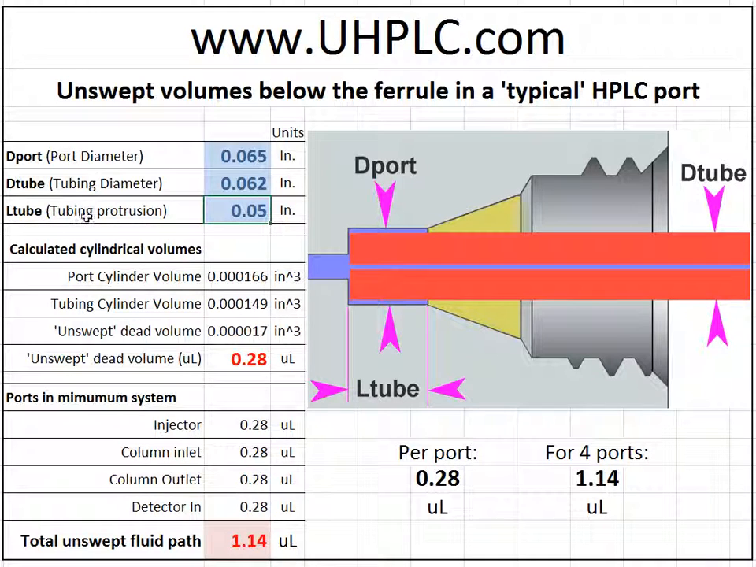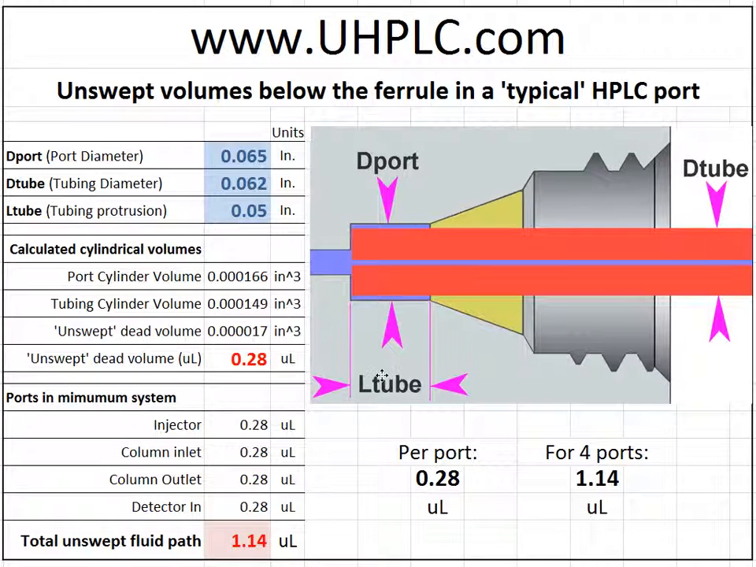This L tube parameter is the length here that the tube protrudes from the bottom of the ferrule, and it determines of course the height of the cylinder. The cylinder we're concerned with here is a hollow cylinder, and the volume of that hollow cylinder is calculated by subtracting the volume of the tubing from the volume of the port, and that 0.28 microliters in this case is the amount of dead volume per port.